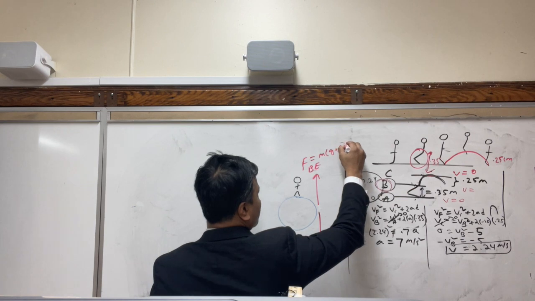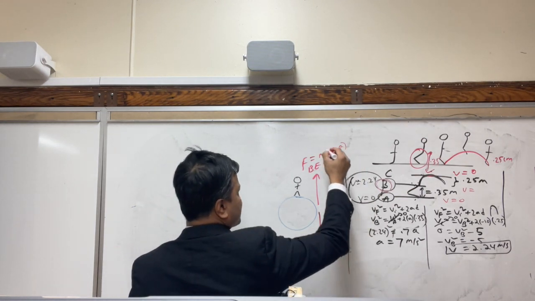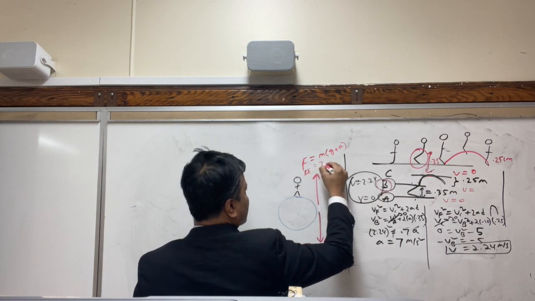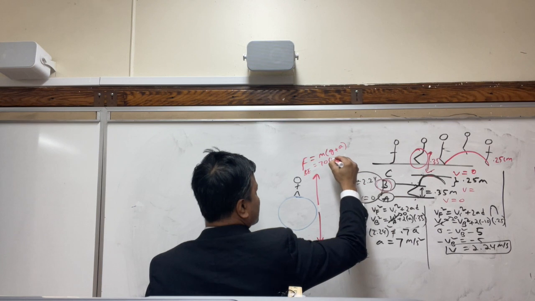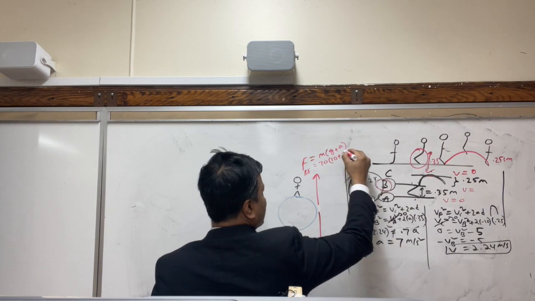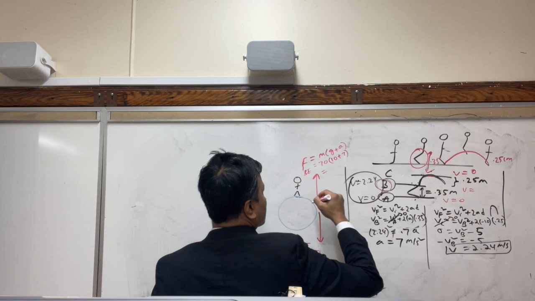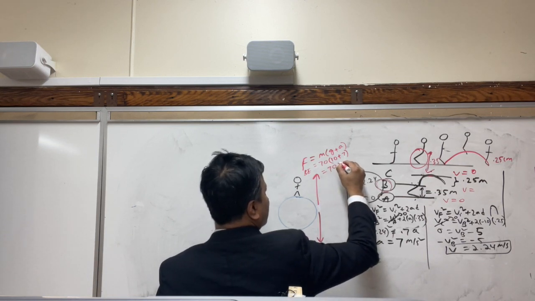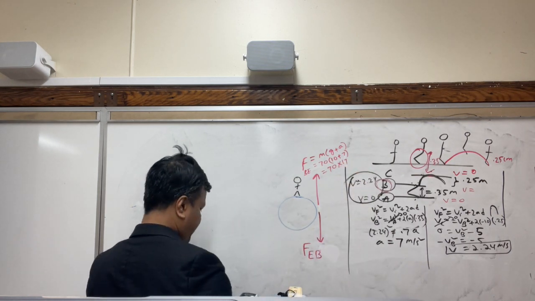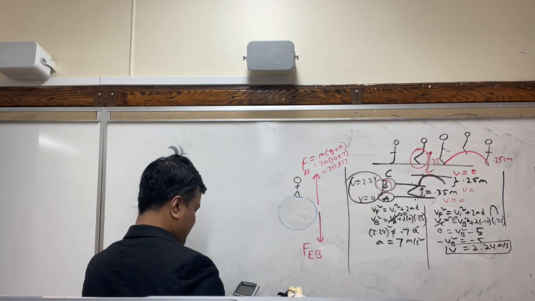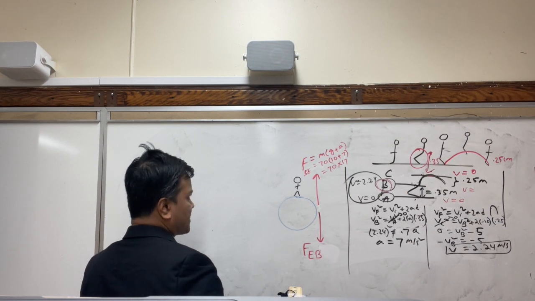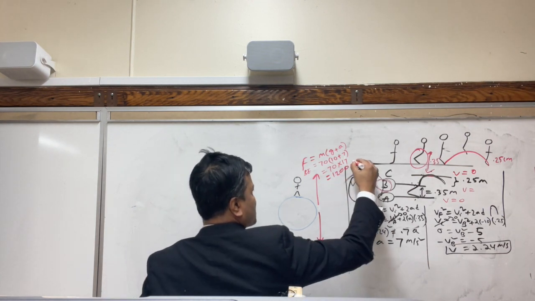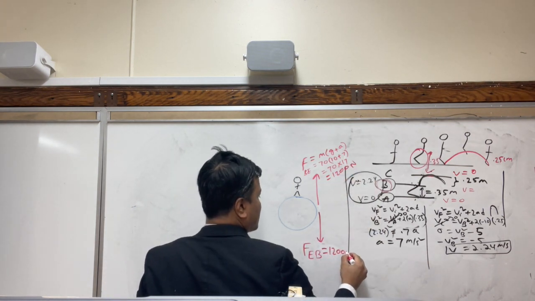g plus a. We already have m is 70, and we already have g is 10, and we already have a is 7, so this is how much? 17. 70 times 17 is 1200. So this is 1200 Newtons, so this must also be 1200 Newtons.